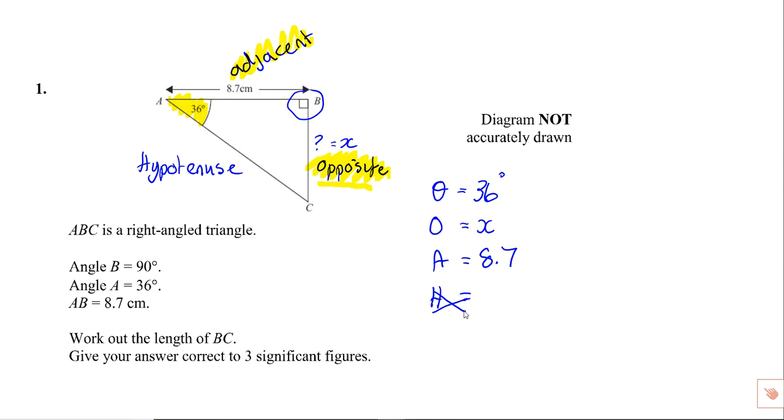The next thing I do is try to figure out which one of the ratios I need to use to help me solve the problem. Does anyone know which one they would use? Maisha? Opposite over adjacent. Yeah, because we're trying to find the opposite and I know the adjacent.